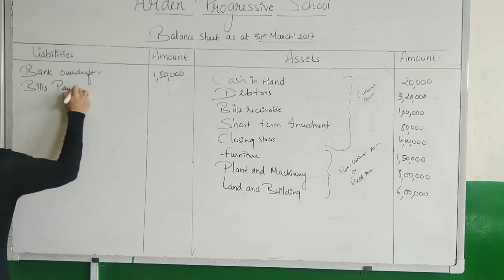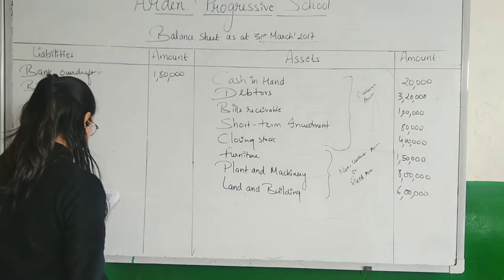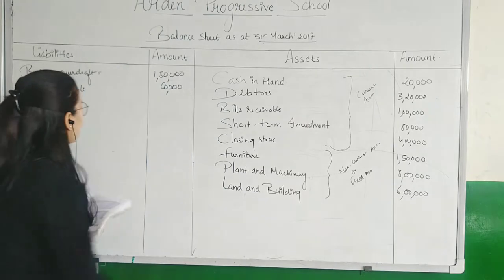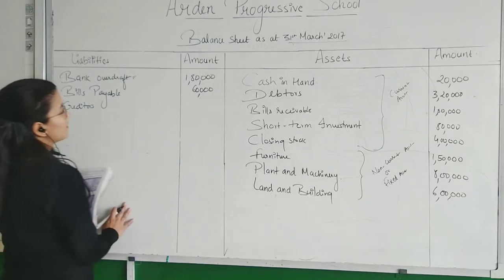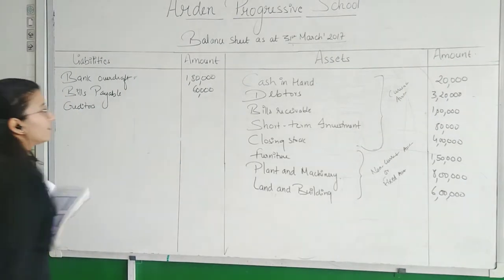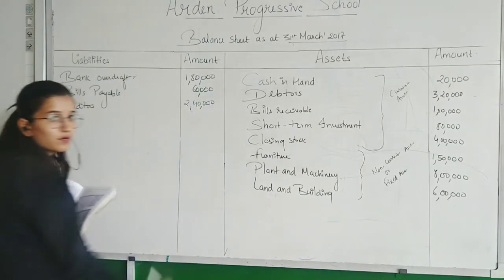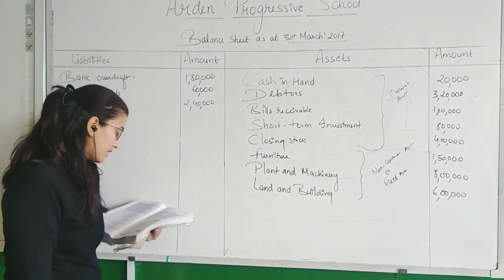Next will be bills payable. Bills payable is amounted to rupees 60,000. Then comes creditors. Creditors are the persons to whom the amount is to be paid. The amount of creditors here is rupees 2,40,000. Now we will write our next item of liability, which is capital.